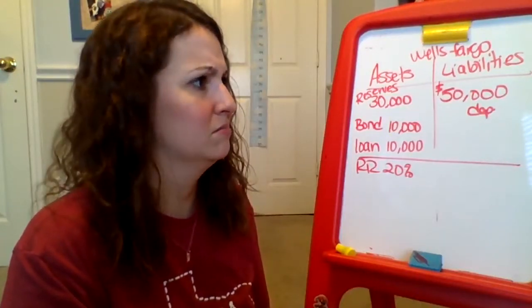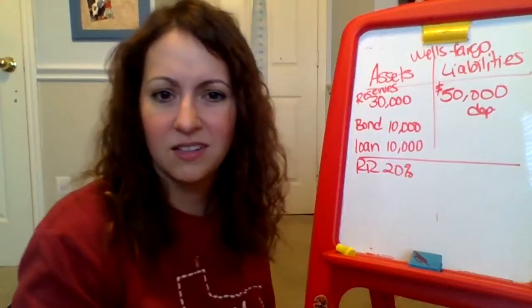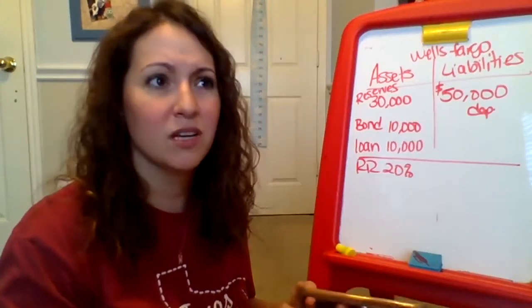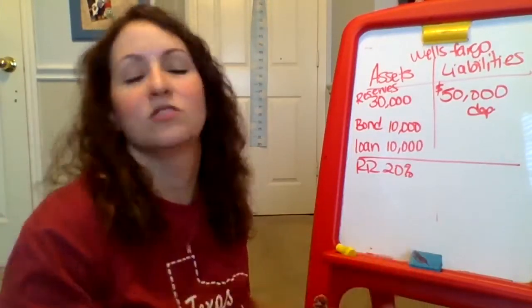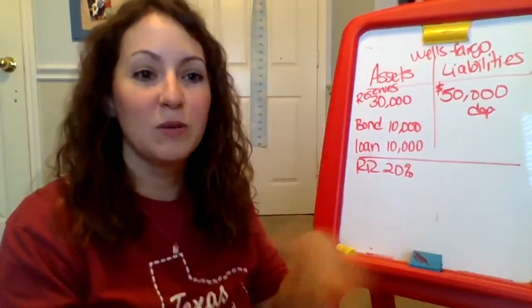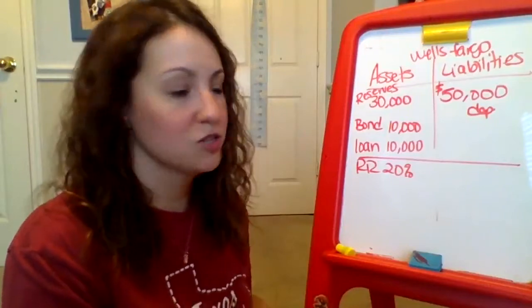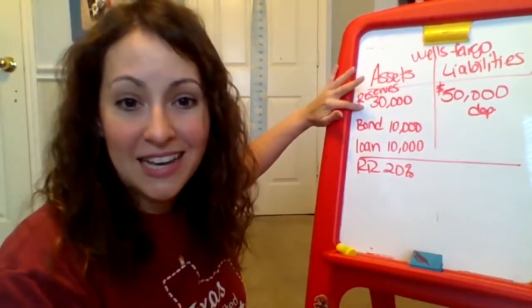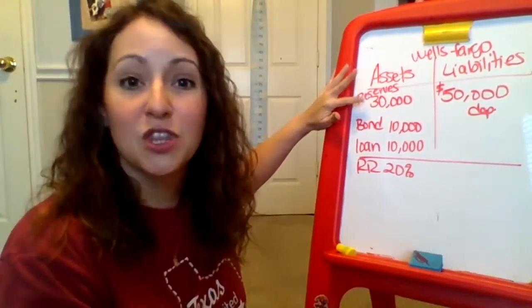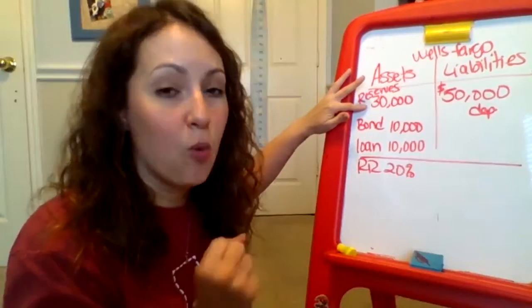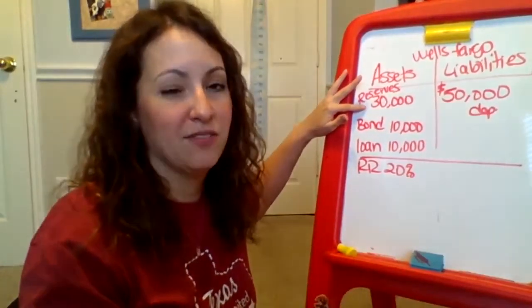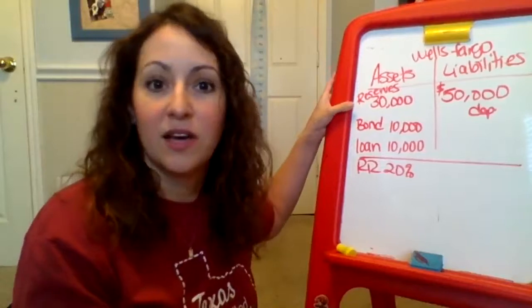Wait, is that right? Someone check my math. Is that right? 10% would be 5. 20% would be 10. Just kidding. Ha ha ha. 20% of $50,000 is $10,000. So that means 10,000 of these 30,000 is required. Whatever else is left, which is 20,000, is excess.